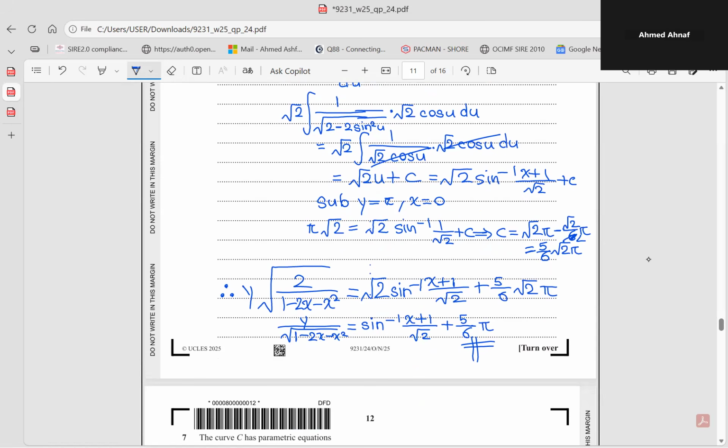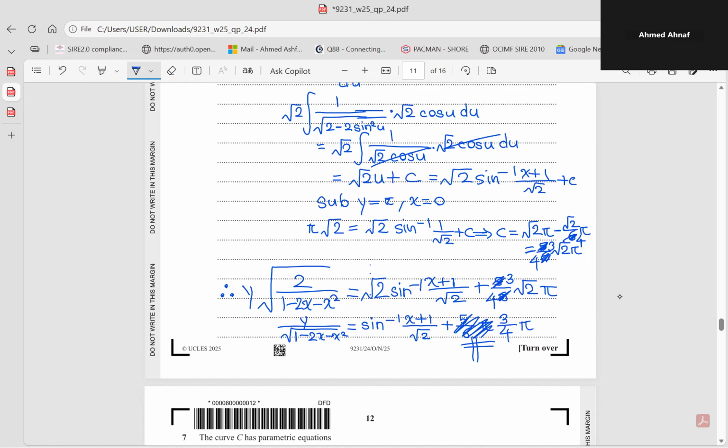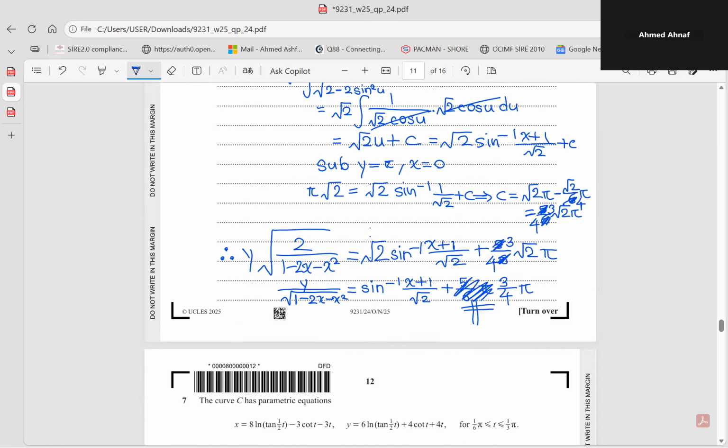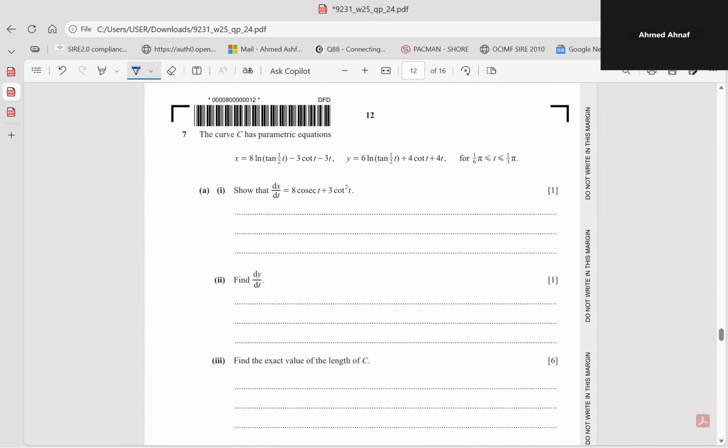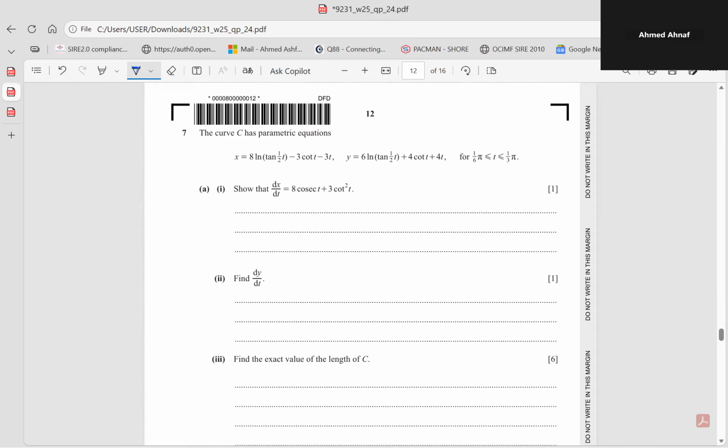Yeah, so this is 4. And C is therefore going to be 3 over 4. It's also going to be 3 over 4. Therefore, this is going to be plus 3 over 4 pi. Yeah, so this would be it for this question. Let's move on to the next question.